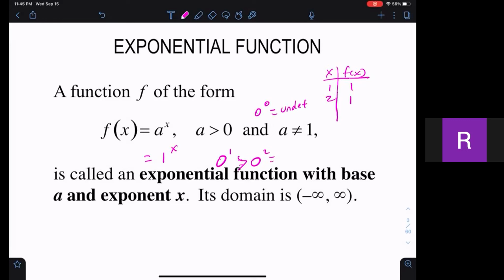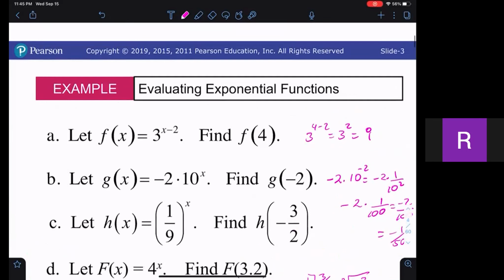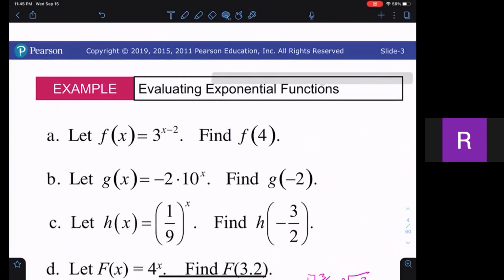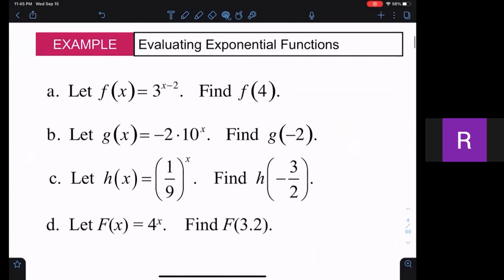f of x is called an exponential function with base a and exponent x. Its domain is all real numbers, basically. Okay, so here, oh, I did this problem, sorry. Give me 1 second. Here, they're asking you to evaluate. Basically, you just need to plug this value into the function. So you will just do f of 4.